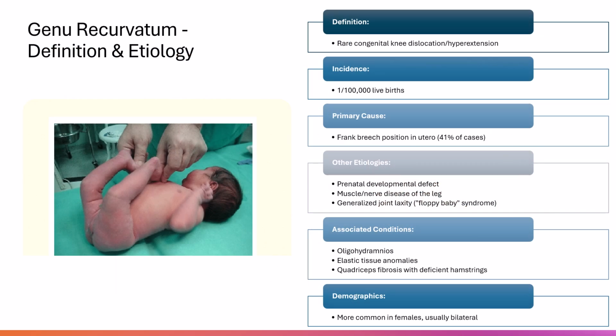Genu recurvatum is a rare congenital anomaly occurring in 1 per 100,000 births, characterized by knee dislocation or hyperextension. The primary cause is frank breech positioning in utero, accounting for 41% of cases in otherwise normal newborns. Other causes include prenatal developmental defects, leg muscle or nerve disorders, and generalized joint laxity seen in floppy baby syndrome. Associated conditions include oligohydramnios, elastic tissue anomalies, and quadriceps fibrosis, with hamstring deficiency. The condition predominantly affects females and is typically bilateral.